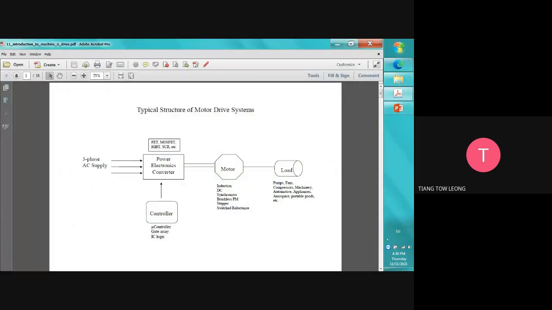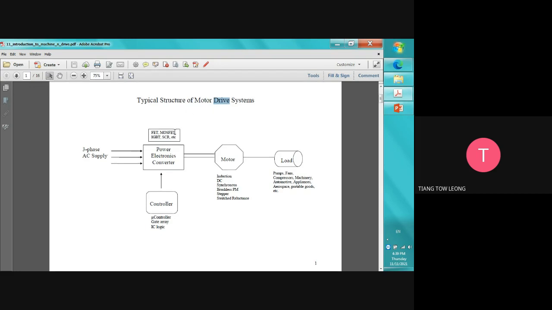Okay, so the typical structure of a motor drive system is a motor and a drive. They are like siblings, abang adik. Motor cannot stand alone without a drive, and the drive also cannot stand alone without a motor. So this is like a wife and husband.